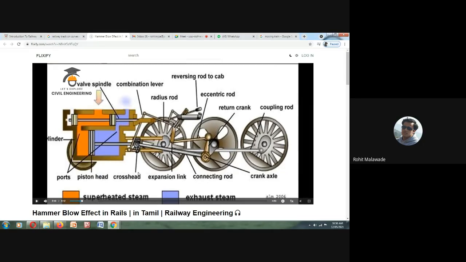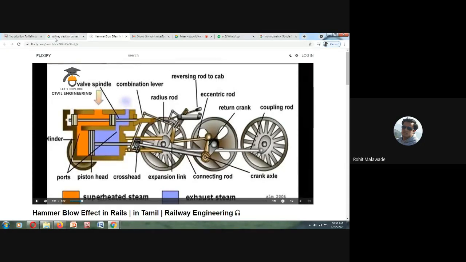The vertical component of the piston force adds to the wheel load when the crank pin is in the downward direction. The hammer blow due to the steam does not take place in the case of electric locomotives. This horizontal thrust or the hammer blows is not going to occur in the case of electric locomotives.